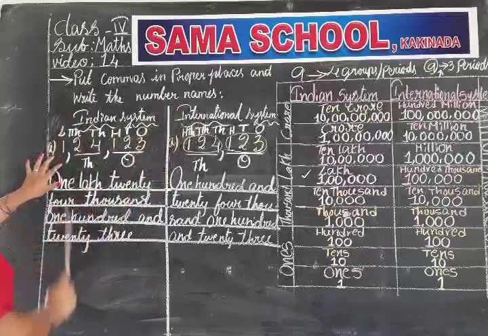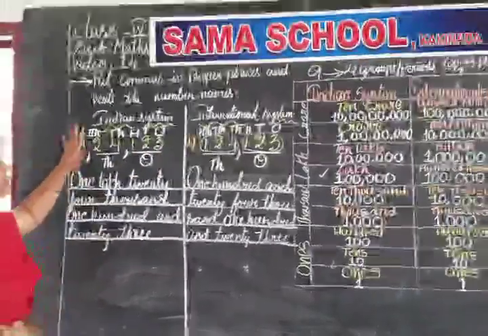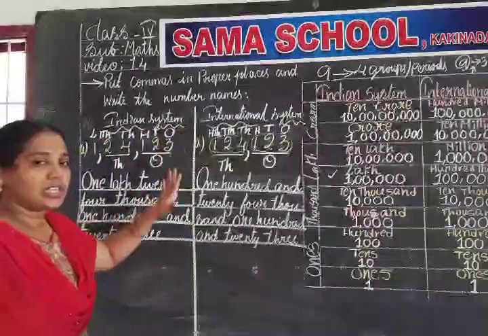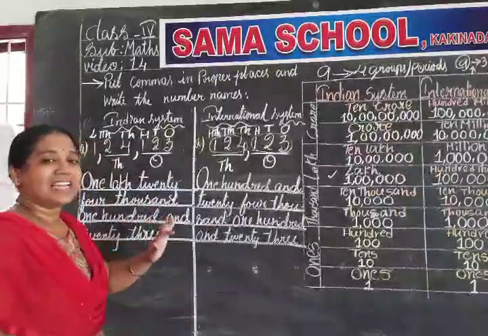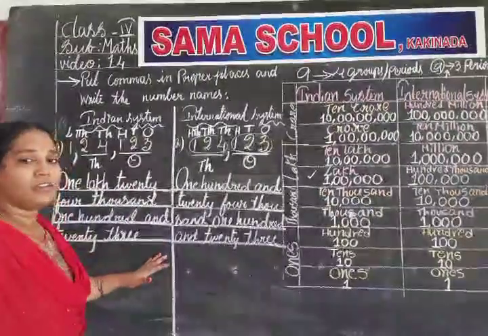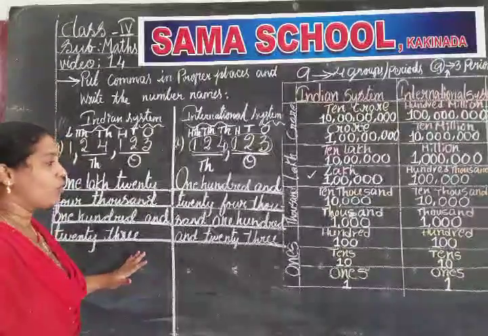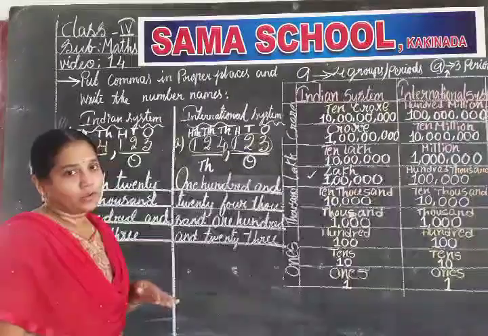In the Indian system also, we keep a comma as per the periods. Then you know how to write the number in the Indian system and the international system. Okay, children? After this class, I will send 3 examples to you. Everyone try to do them, note them down in one book and send a pic to me. Okay, children? Goodbye, everyone.